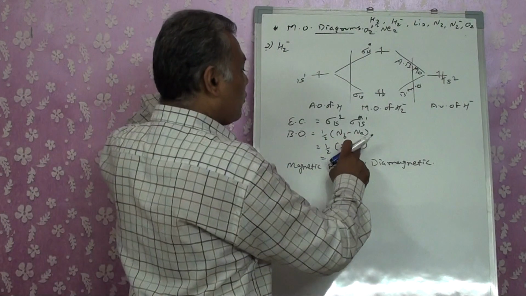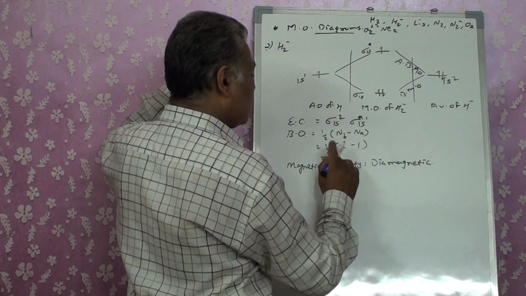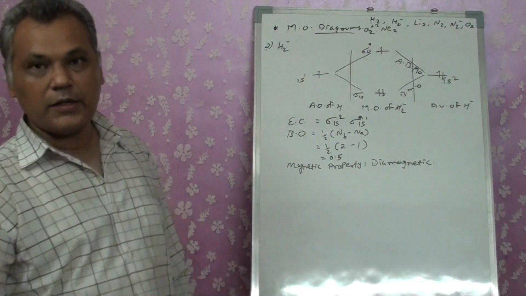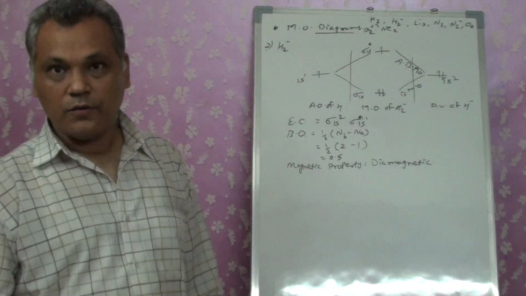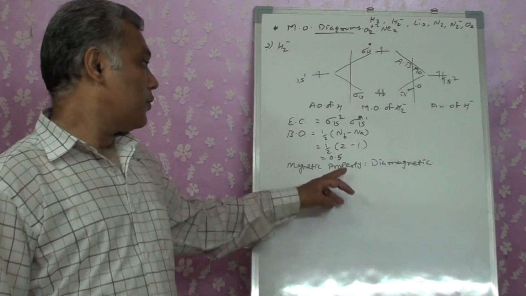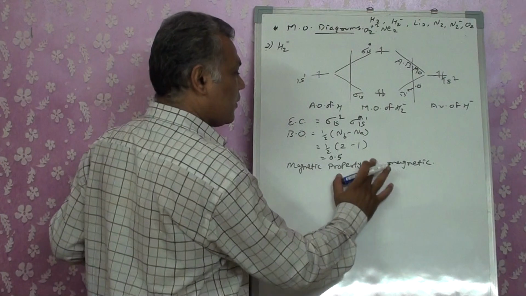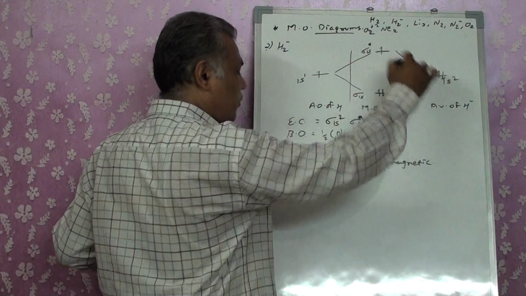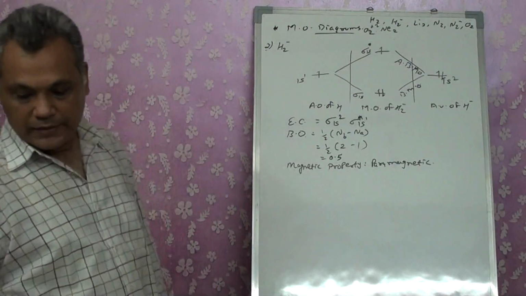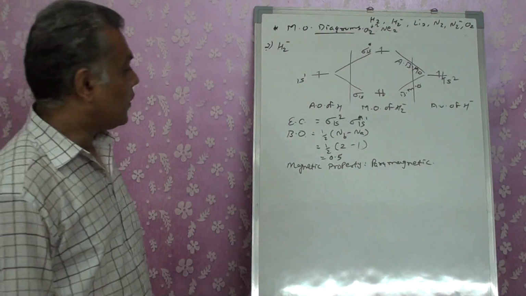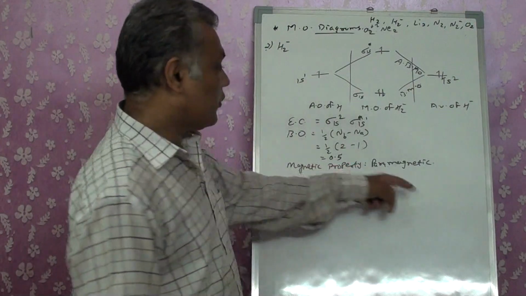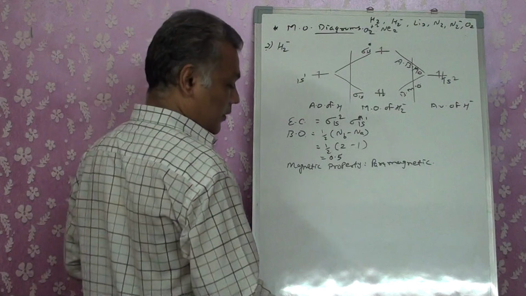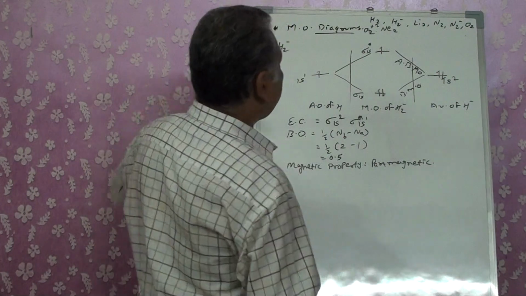So the bond order this time we are going to get as 0.5. Right? So what does it show? The given compound is paramagnetic because of the unpaired electron present in it. Because of the unpaired electron present in it, we are going to get it as paramagnetic in nature. Right? So that is for the second.